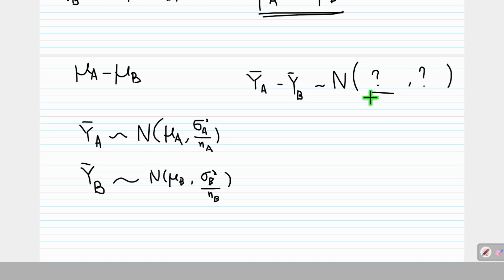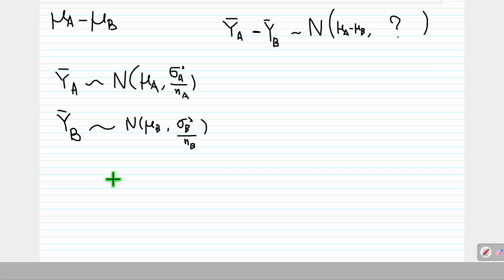This is the expected value of two random variables. By what? By expectation is linear. This question mark will be just the sum of mu A and mu B. But here, we are considering subtraction. So this question mark will be the subtraction between mu A and mu B. So we will have this.